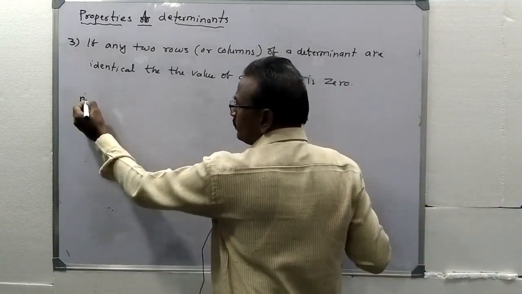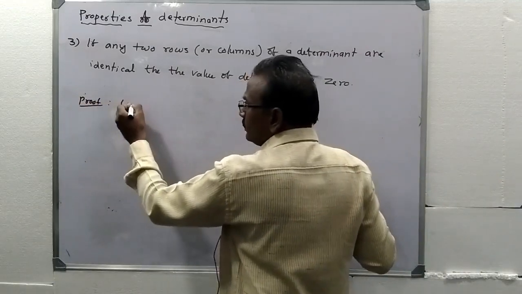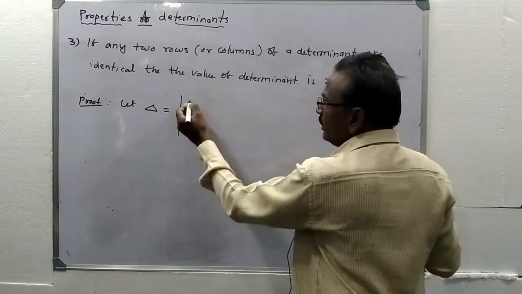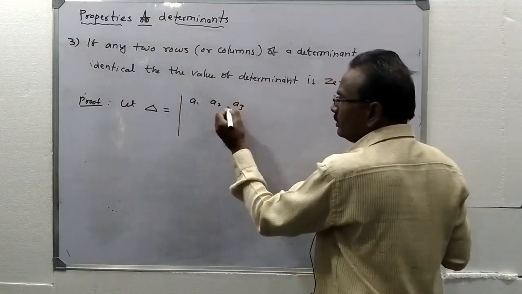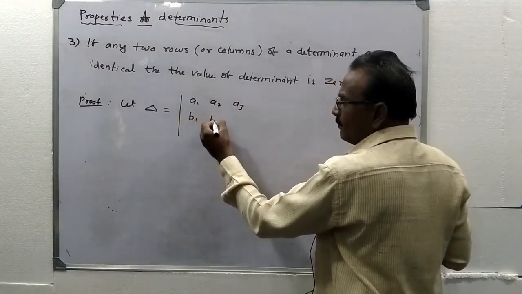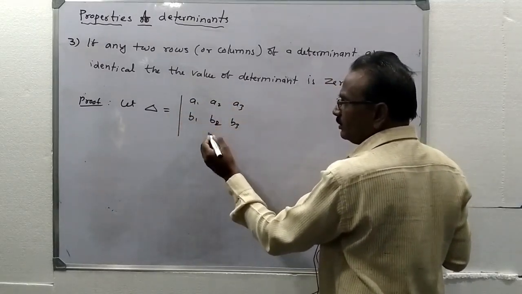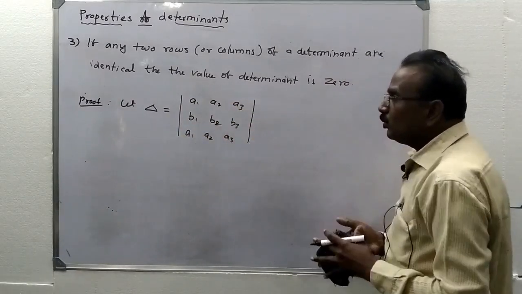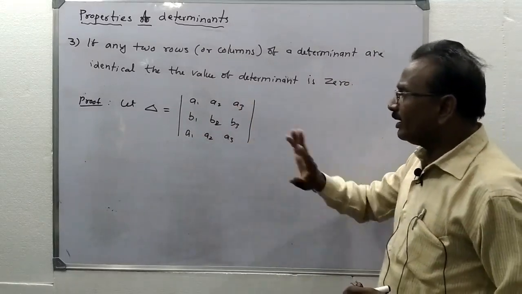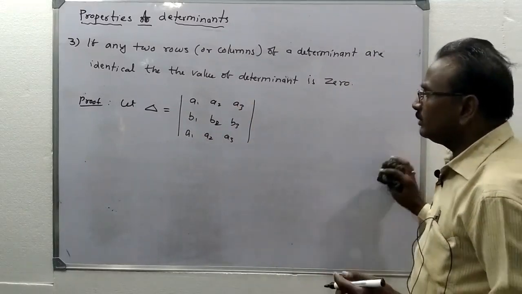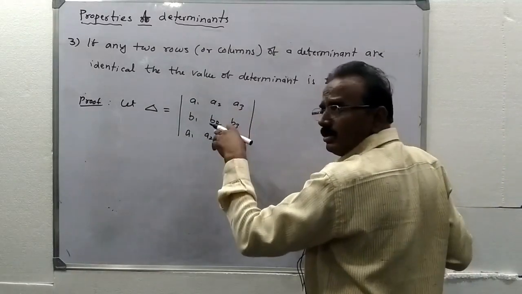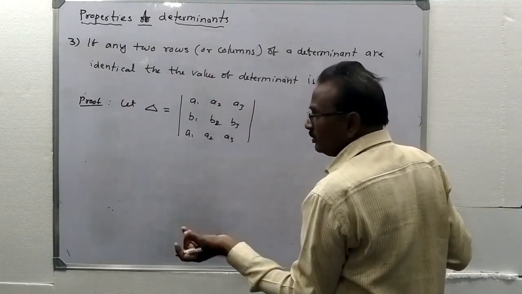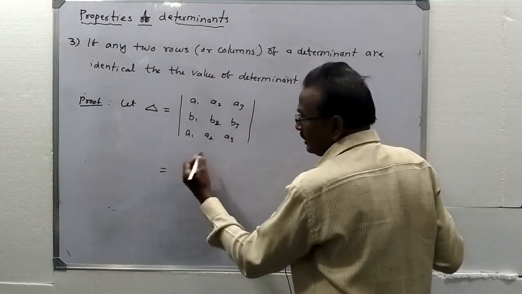So let delta be a determinant in which two rows are identical: A1 A2 A3, B1 B2 B3, A1 A2 A3. Here two rows are identical, R1 and R3 are identical. So what is the value of determinant? We can expand along R1. After simplification, all the terms are cancelled. We get 0. Or we can do it this way also.